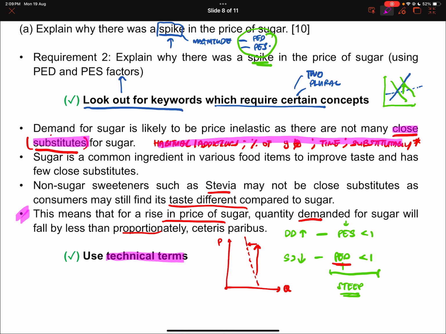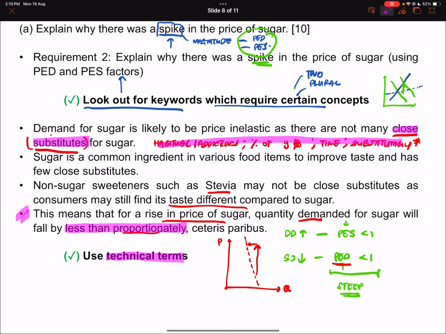I missed out the technical term "less than proportionally." Okay, so let's do it again. HITS: I use S. Stevia is a poor substitute, it tastes different. Therefore, if you increase price, quantity demanded will decrease less than proportionally because firms don't have any other substitute to turn to when it comes to sugar.